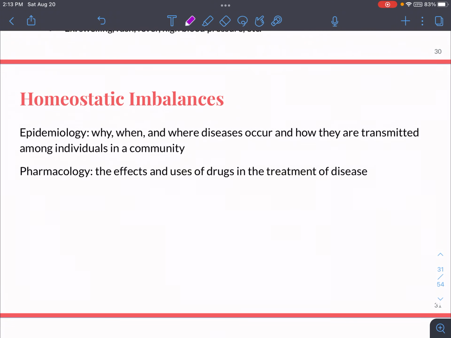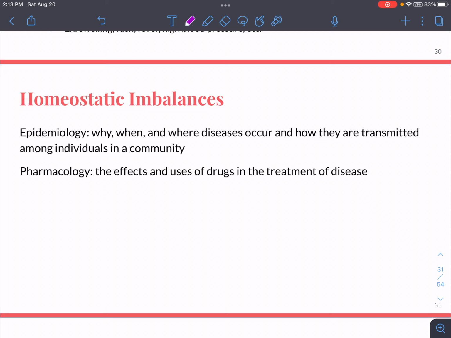One of the things that a lot of people study with homeostatic imbalances is epidemiology. So why does something happen, when does it happen, and where does it happen in the body? And how is it transmitted among individuals in a community? We've all lived through COVID. There's a lot of people that studied the epidemiology of COVID. First of all, what was it? Or what is it? It's a kind of virus. When it was first discovered, they had to answer that question. What is it even?